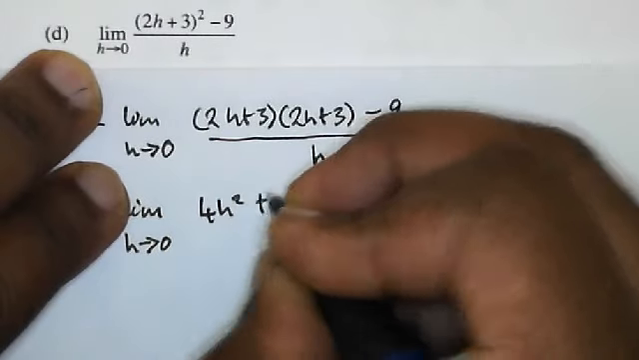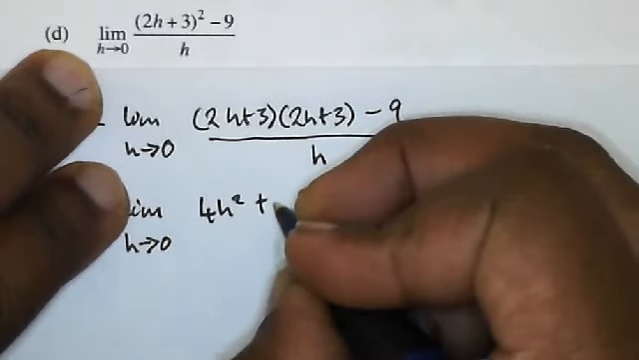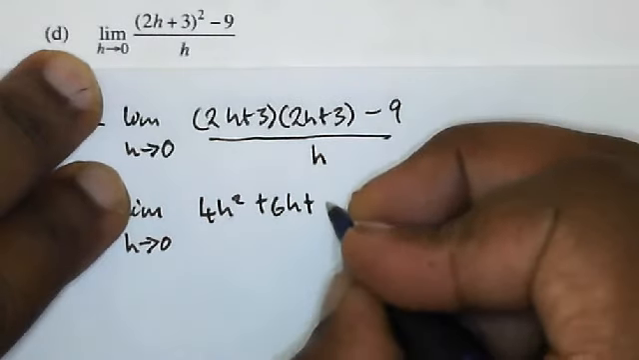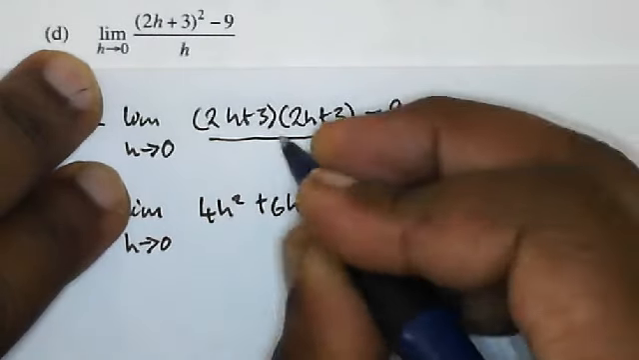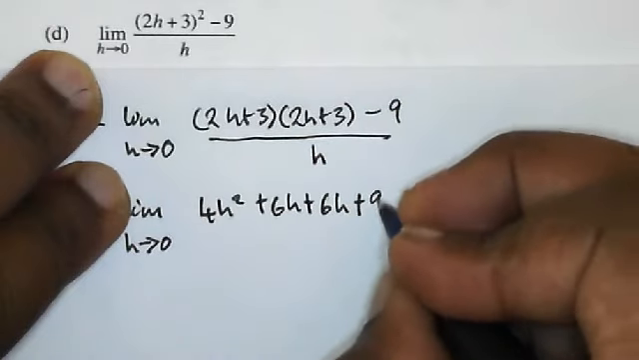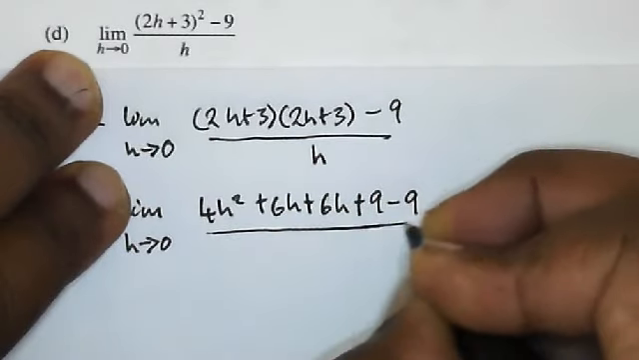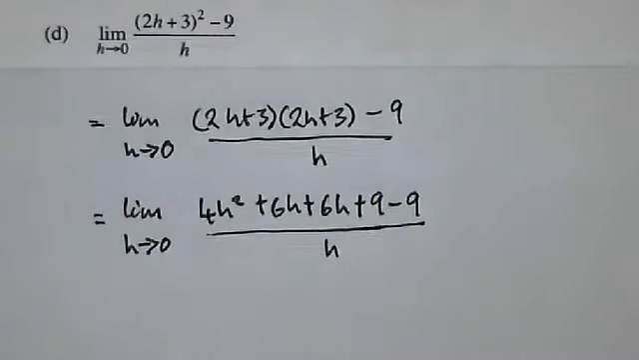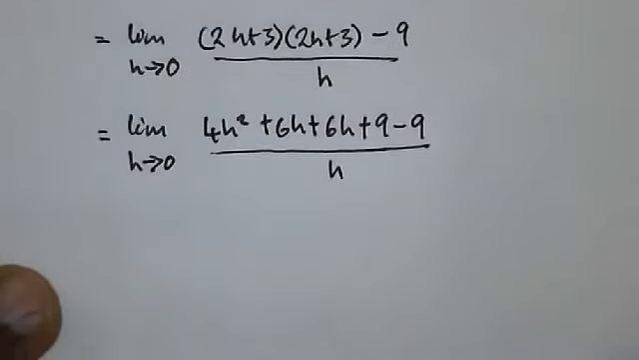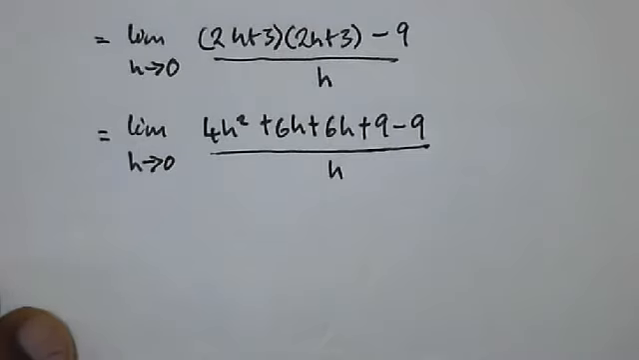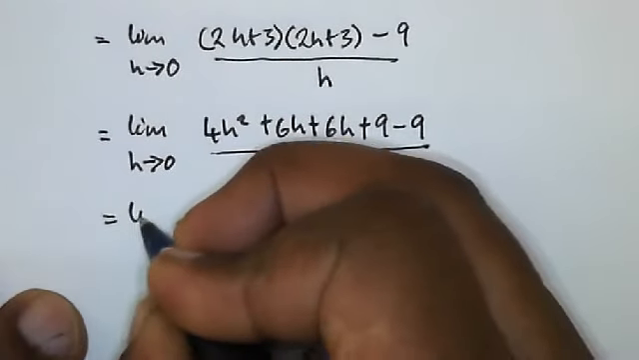So 2h times 2h, that's 4h squared, plus 2h times 3, so that's 6h, plus 3 times 2h, that's another 6h, plus 3 times 3, that gives us 9, minus 9, all over h. Okay, that's what we have now. So let's simplify that. Obviously, we're going to put our like terms together.